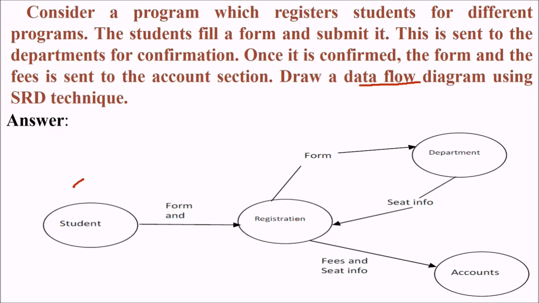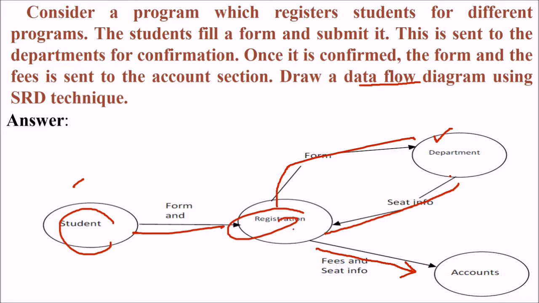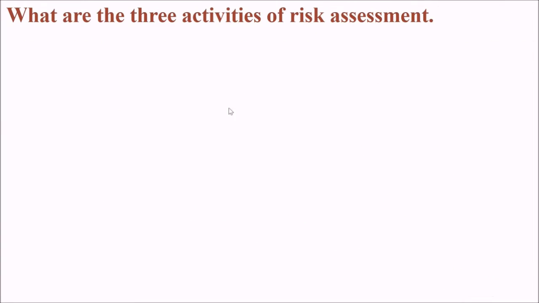This is sent to the department of confirmation. So this is the department of confirmation. Once this is confirmed, the form and the fees is sent to the account section this way. So this is how a student registration form goes to the department, which sends the seat info, and if the registration is okay, then the fees and seat info go to the account section. This is the SRD technique for data flow diagram.